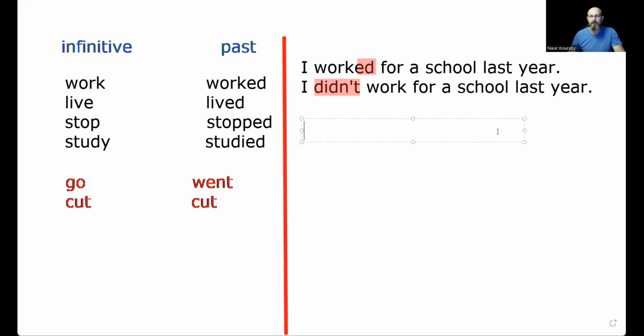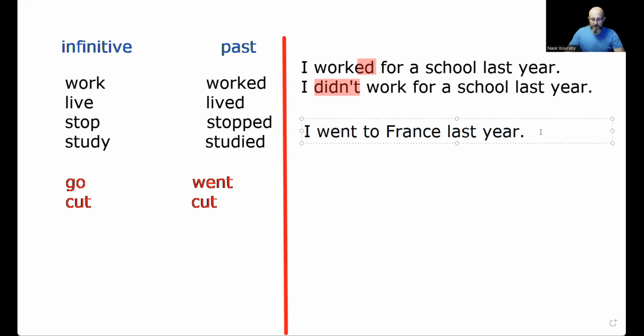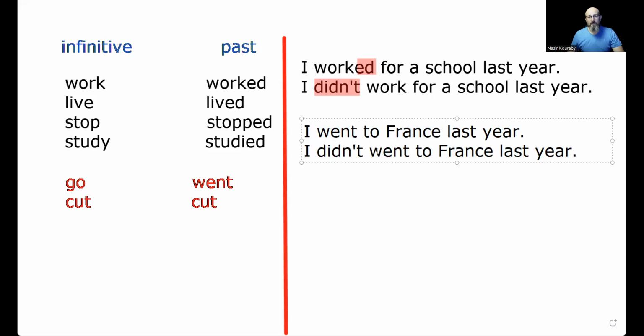What about the irregular verbs? For example, say I went to France last year. Okay, I went to France last year. So what's the negative? Bravo, easy. I, yes, didn't. Went? No, didn't go. Okay, so here we had the verb went. We change it to infinitive go, and we added didn't.